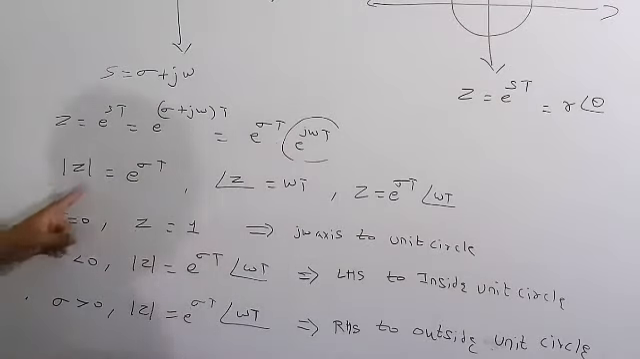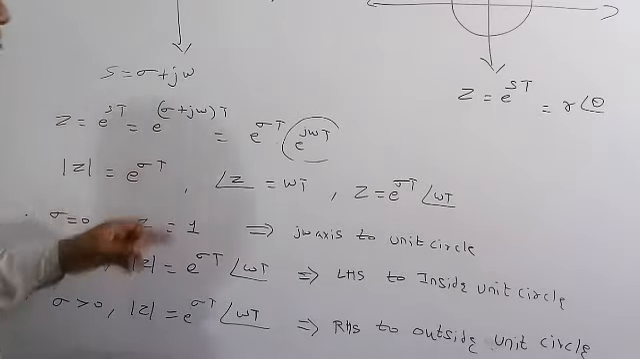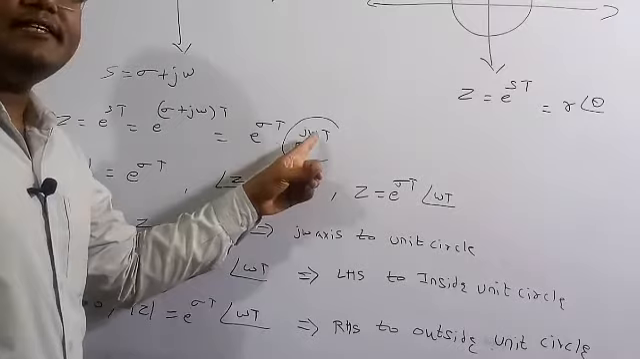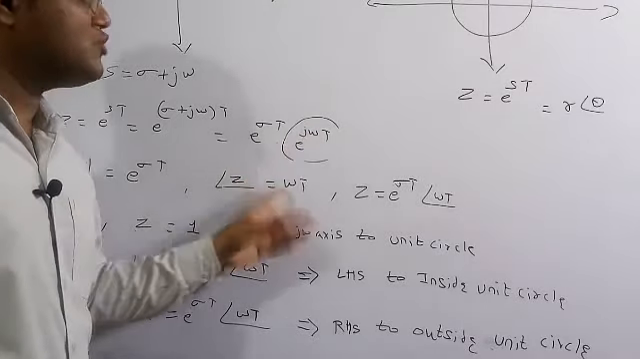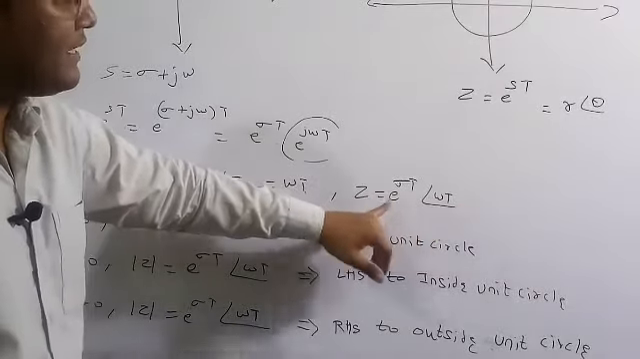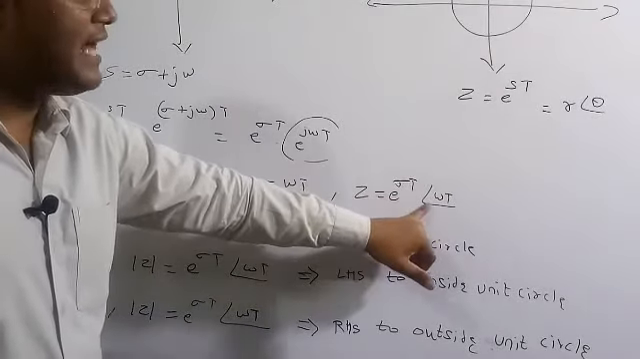So therefore mod of z is equal to e to the power of sigma t. And similarly, this is the angle part. So e to the power of j theta, theta is nothing but omega t. So therefore angle is equal to omega t. Now I am going to write in terms of the radius and in terms of the angle. So the radius is e to the power of sigma t and the angle is omega t.